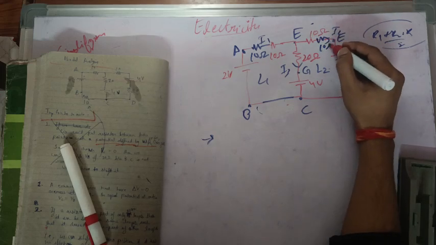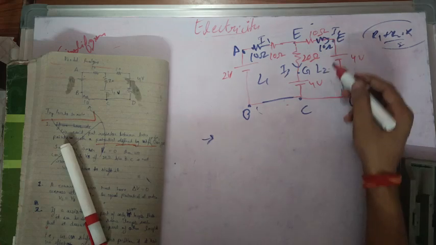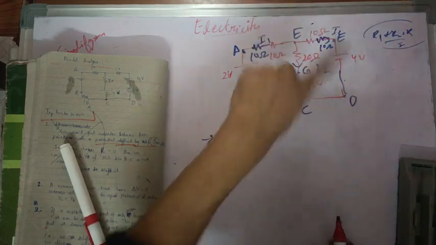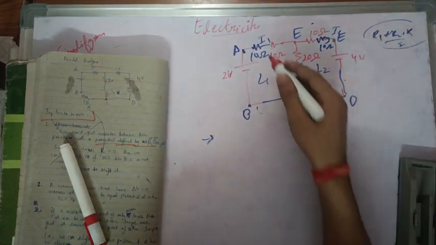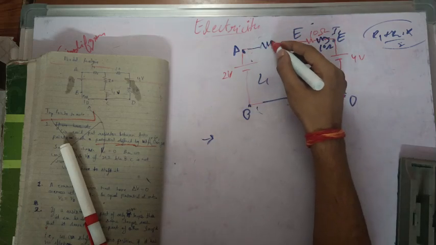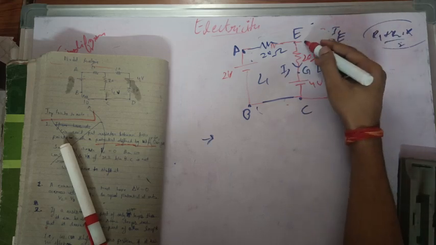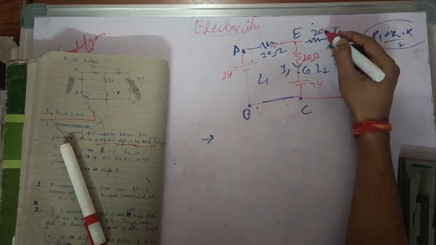Again, there is a 10 ohm resistor here. This was part of this loop, so again this is part of this loop. I have just shifted it here. Now this whole can be written as 20 ohm, and this will become 20 ohm.